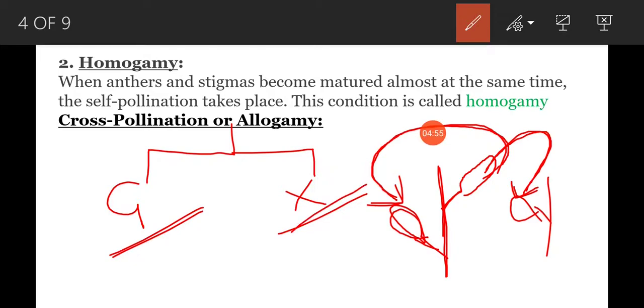These two come under cross pollination. Cross pollination is nothing but transfer of pollen grains from anther to stigma of two different flowers, or two different flowers of two different species.